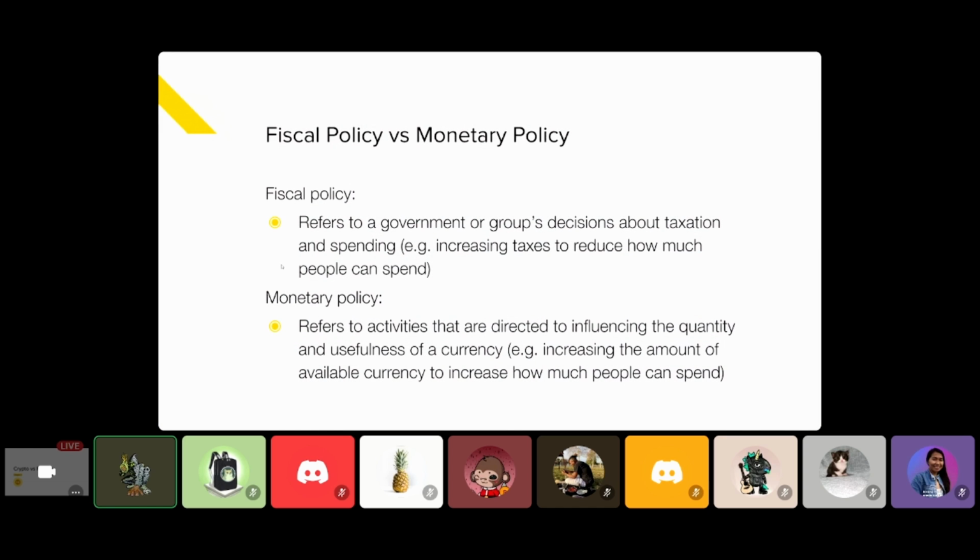Then we have fiscal policy versus monetary policy. Fiscal policy is the government or group's decision about taxation and spending, meaning the government can increase taxation so people have less expendable money. Monetary policy is activities that are directed to influencing the quantity and usefulness of a currency. So I can print more money, meaning more people have access to this money, but the value might not be the same as it is right now because of inflation.